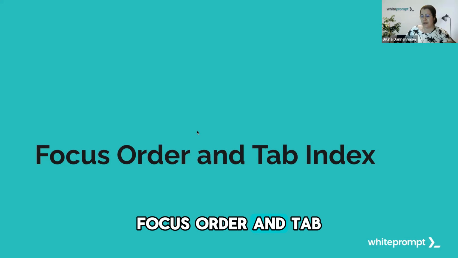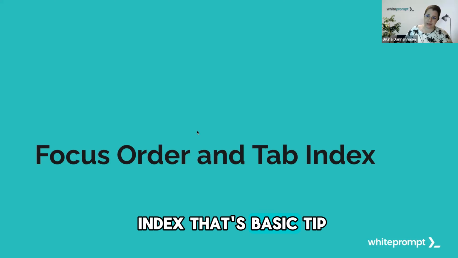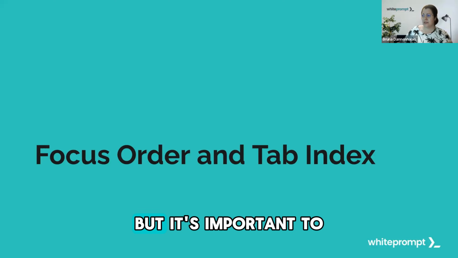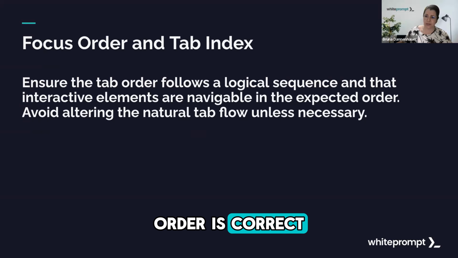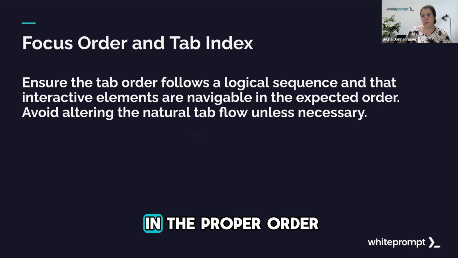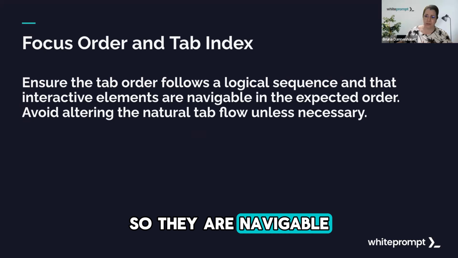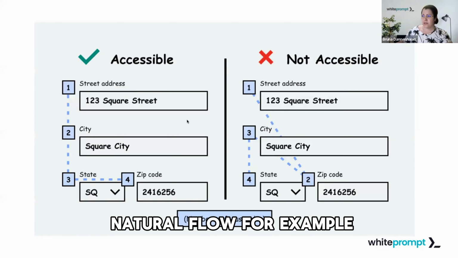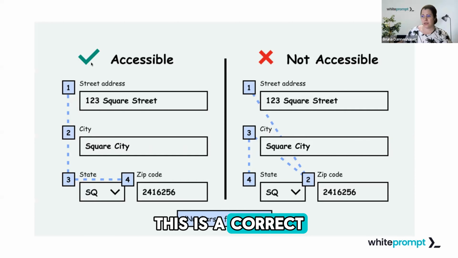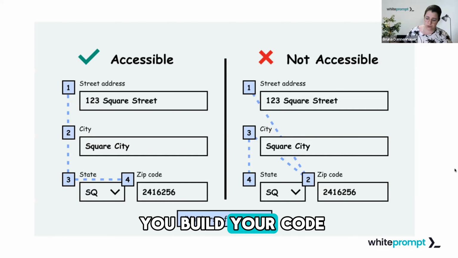Focus order and tab index, that's a basic tip as well, but it's important to ensure that the tab order is correct and delivers the information in the proper order, so they are navigable and understandable, right? And this achieves the natural flow. For example, this is a correct way of doing it, and the right one is a bad example. It depends on how you build your code.